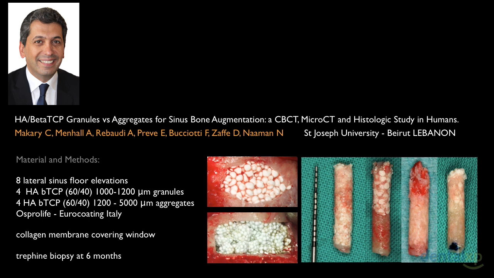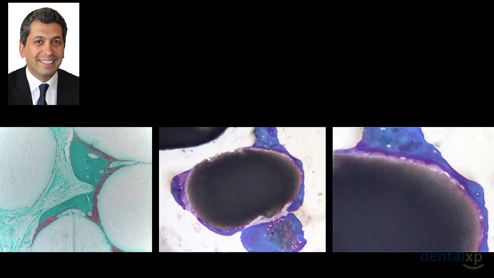We always use a collagen membrane to cover the window, and we did a trephine biopsy at 6 months in order to analyze how much vital bone we had inside this graft. And if we look a little bit at the histological result, you can see this is the particle of HA beta TCP, and this is the new bone that is formed around this particle.